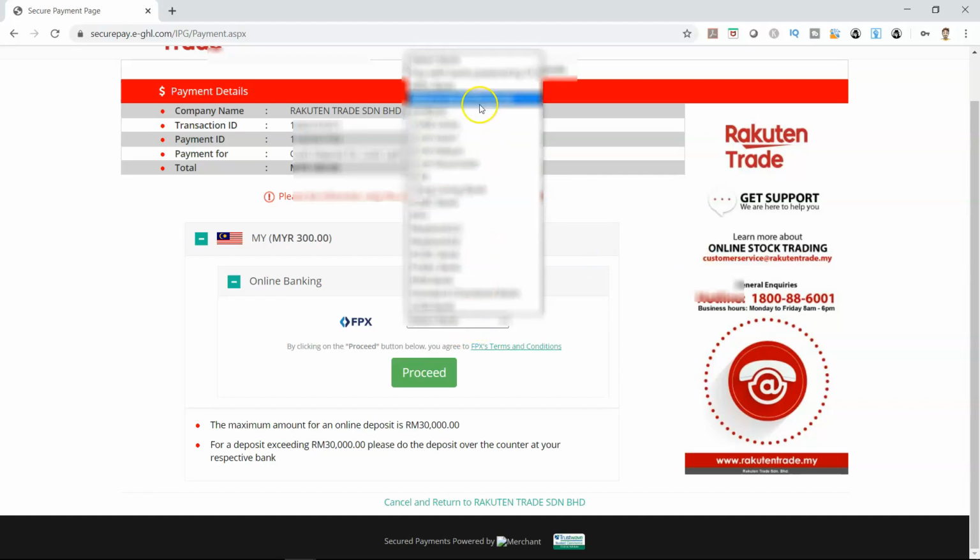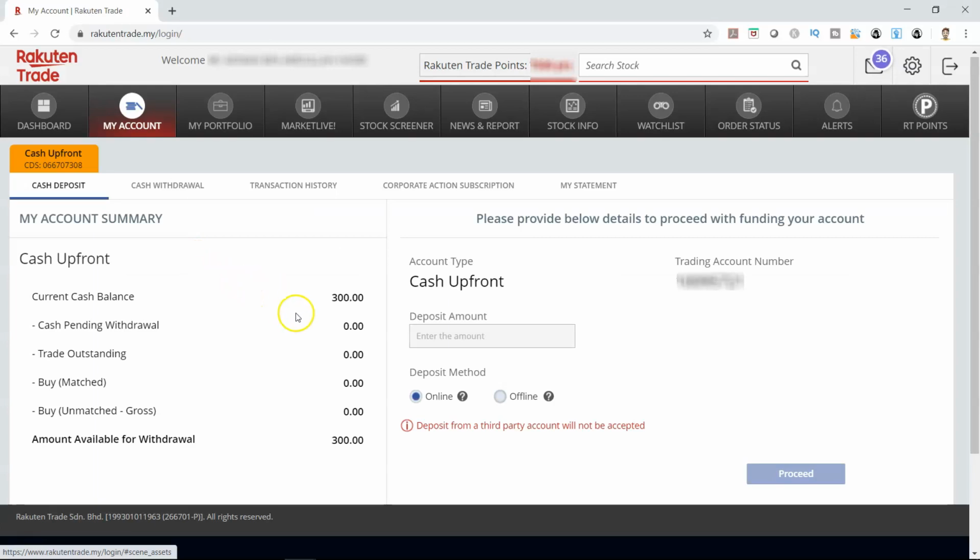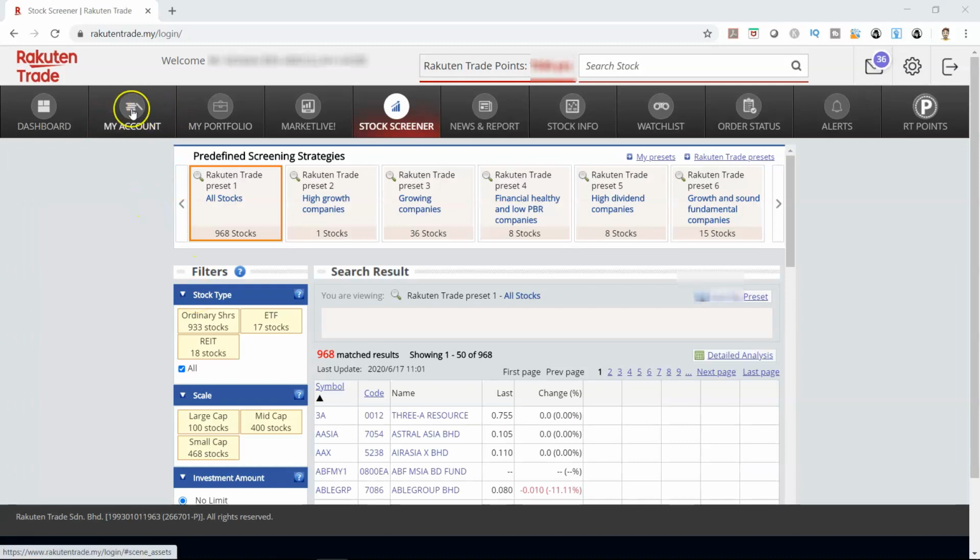Next, select the bank where you have your money in. Okay, so once it's successful, you will see this particular web page, which will say, thank you, your payment has been successfully processed, which is a good thing. Return to Rakuten Trade page. Okay, so right now we will see the current cash balance of 300 ringgit. And since I didn't do any trade, the amount available for withdrawal is the same amount as what I put into Rakuten Trade.